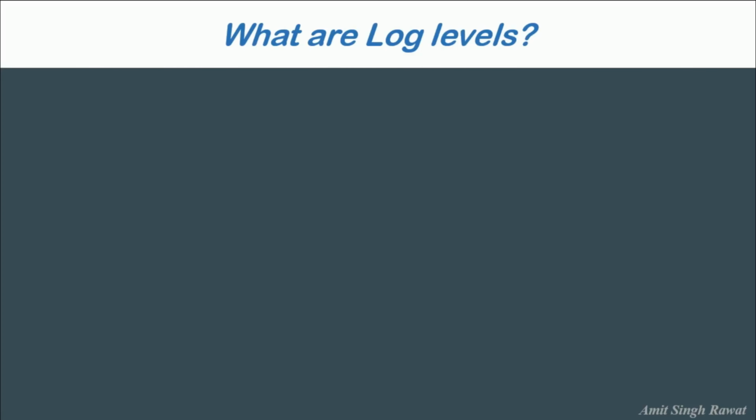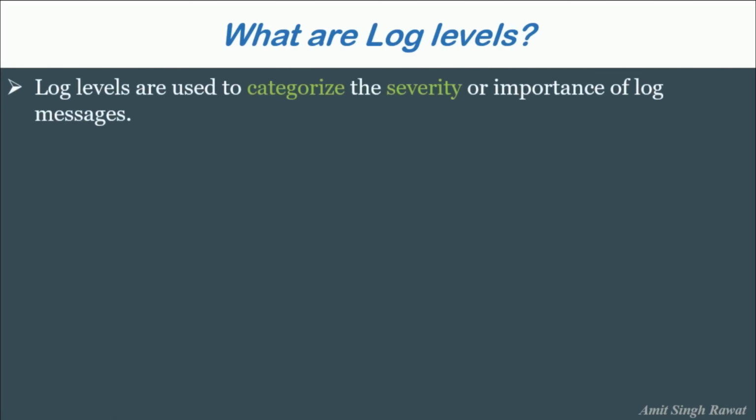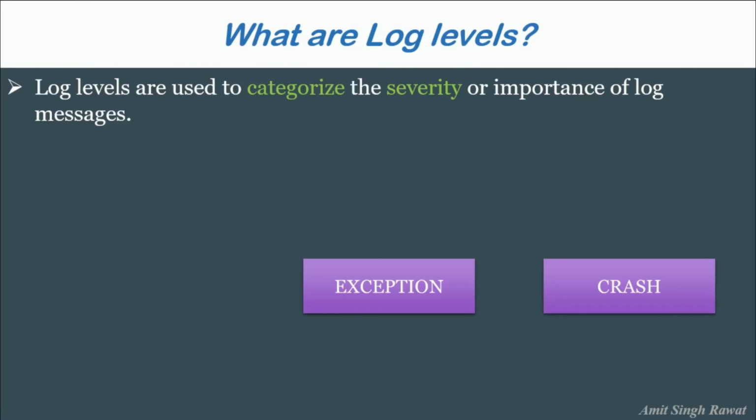So, what are log levels? Log levels are used to categorize the severity or importance of log messages. What does this line mean? There are two important words in this definition, categorize and severity. If I talk about live applications, you can log messages when an error occurs. And this message is for sure of high priority for the organization because there is some exception that occurred and needs to be fixed, correct? You can also log messages when your application crashes. This is a code red for your application and you have to look into it immediately.